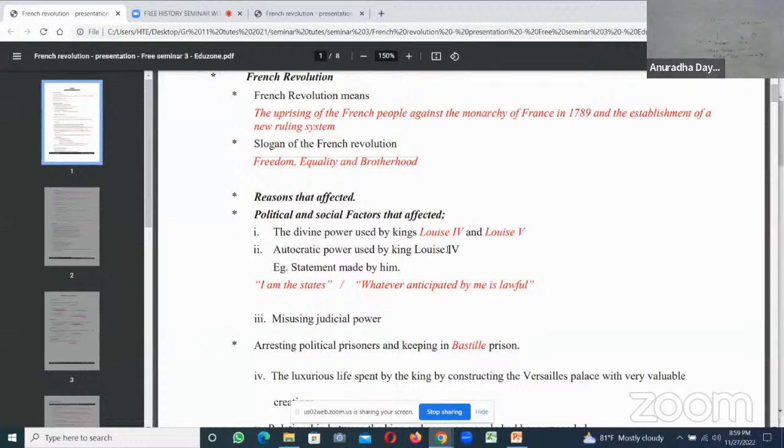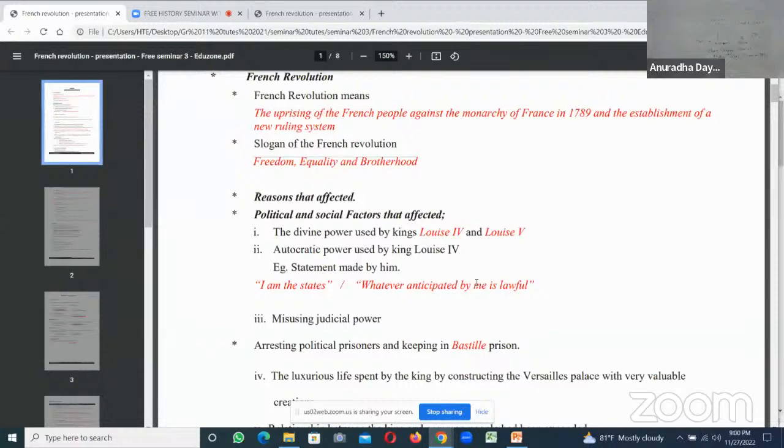And he made 2 statements. I told you that they are very important, so better to highlight these 2 statements. What are the 2 statements? I am the state, I am the kingdom. Whatever anticipated by me is lawful. When you write these 2 statements, you can say through his statements like this, we can show the divine power used by him. We can show the autocracy of the monarchy, autocratic powers used by him. So he was not listening to anyone. Here he says, whatever anticipated by me is lawful. That means whatever I do, it becomes lawful.